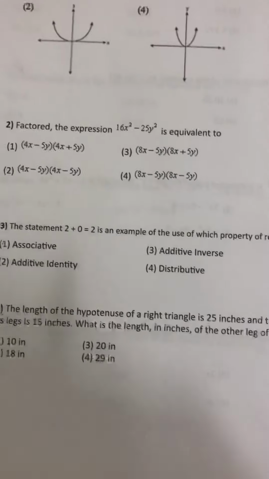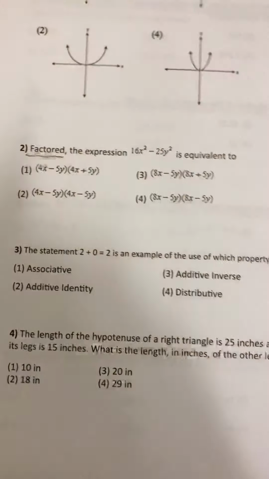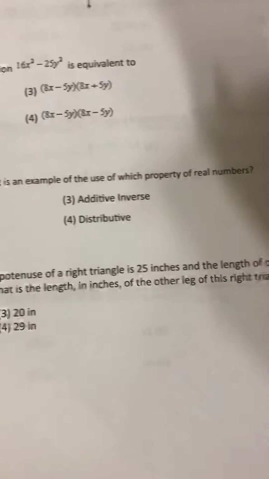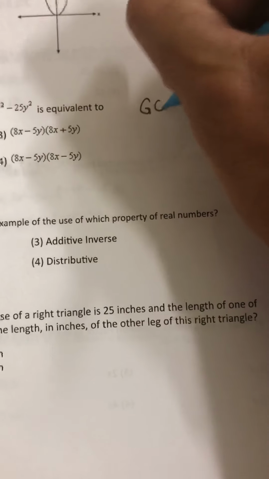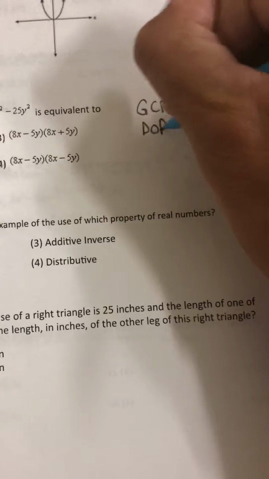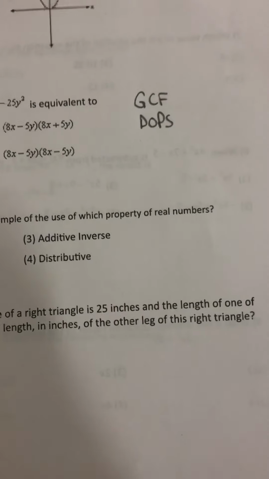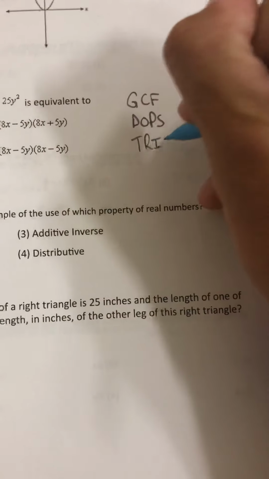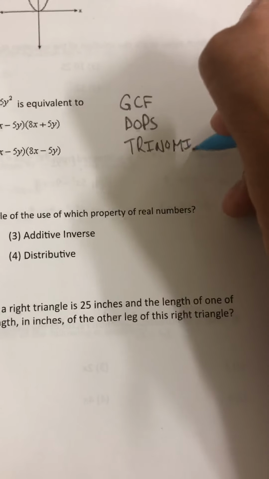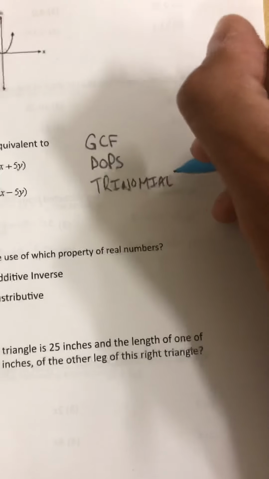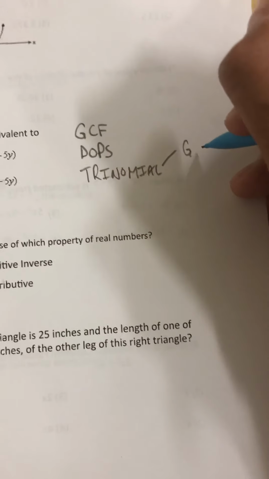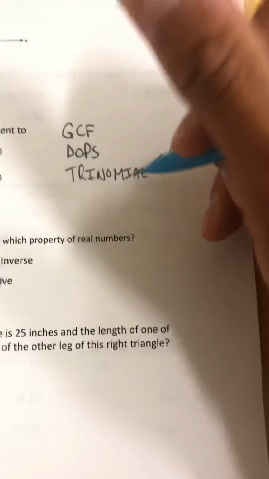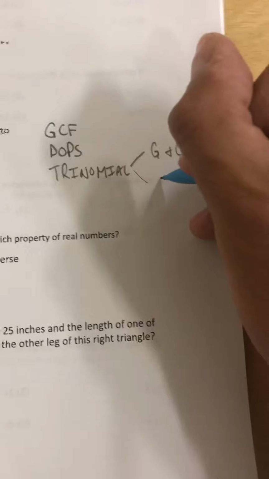Looking at number 2, this one says factored. So when we're factoring, the factoring techniques that we're going to look at first, I'm just going to go over to the side and put on a few notes. We look for GCF, greatest common factor, DOPS, difference of perfect squares, which is two perfect squares separated by a subtraction sign. Then we have trinomial, which can be broken down into guess and check, which is if the trinomial has an a value of 1. And then we also have by grouping.